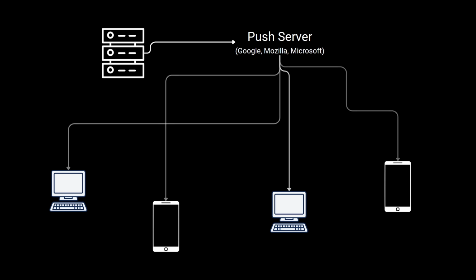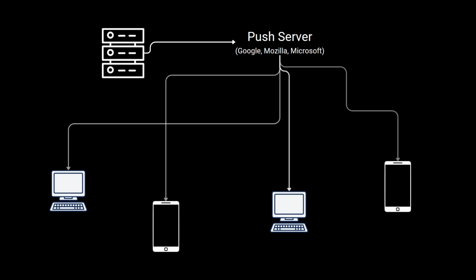And if you notice in this diagram, the connection is being retained by the push server but not your server. And the communication is unidirectional. It is one direction. It is pushing from the push server to your clients.